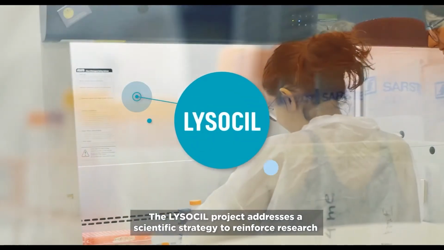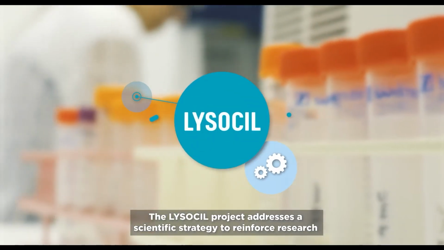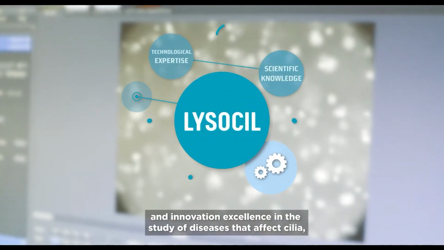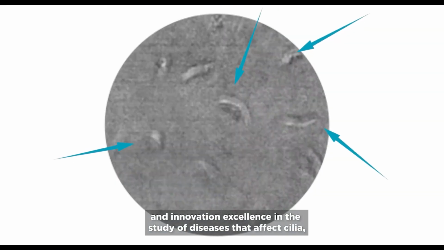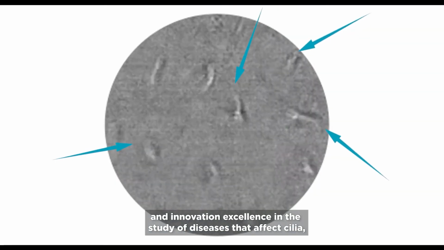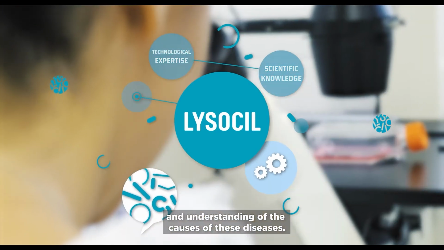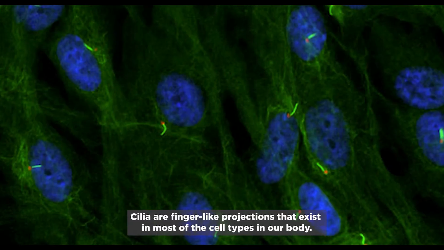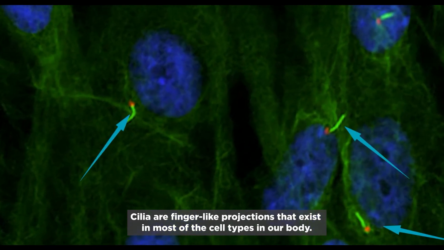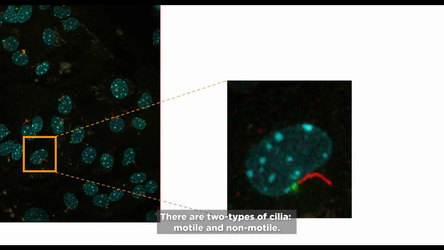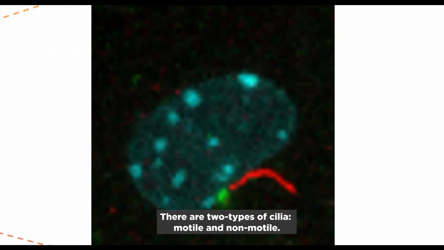The LYSOCIL project addresses a scientific strategy to reinforce research and innovation excellence in the study of diseases that affect cilia, with special attention to the diagnosis and understanding of the causes of these diseases. Cilia are finger-like projections that exist in most of the cell types in our body. There are two types of cilia, motile and non-motile.